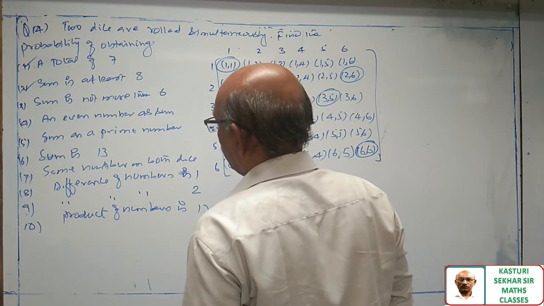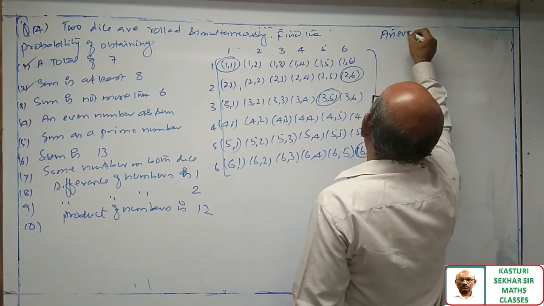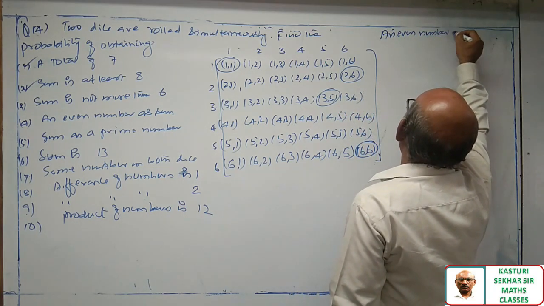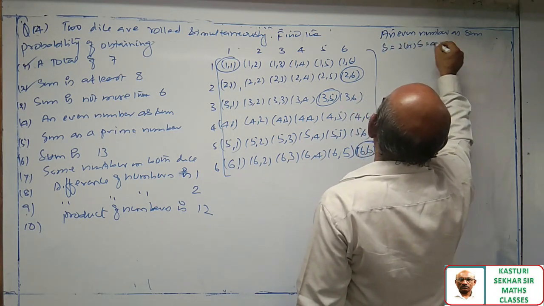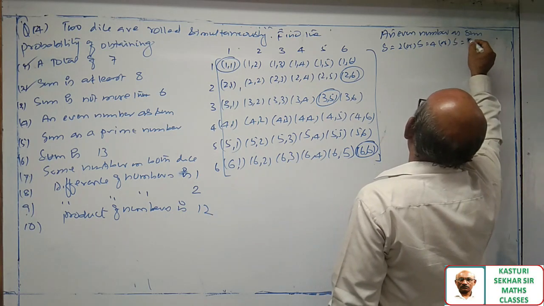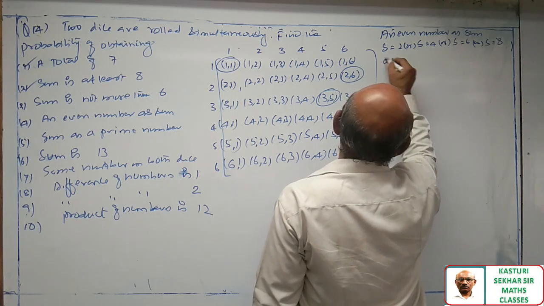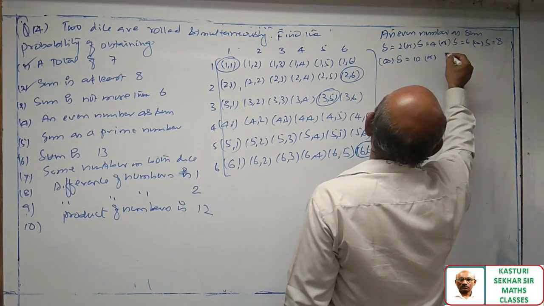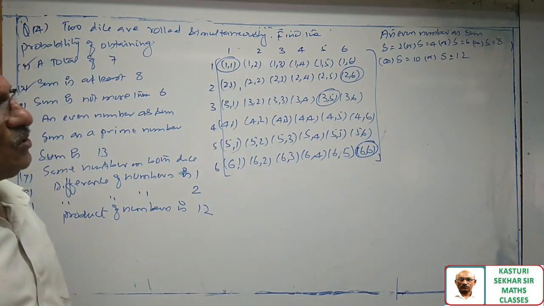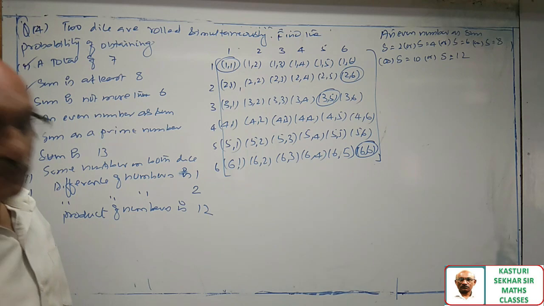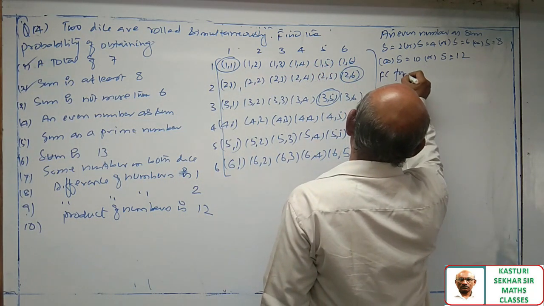Look at the fourth question, sir. An even number as sum means sum is equal to 2, or 4, or 6, or 8, or 10, or 12. Sum is equal to 2, 4, 6, 8, 10, 12. Okay. Now first, favorable cases for sum is equal to 2.